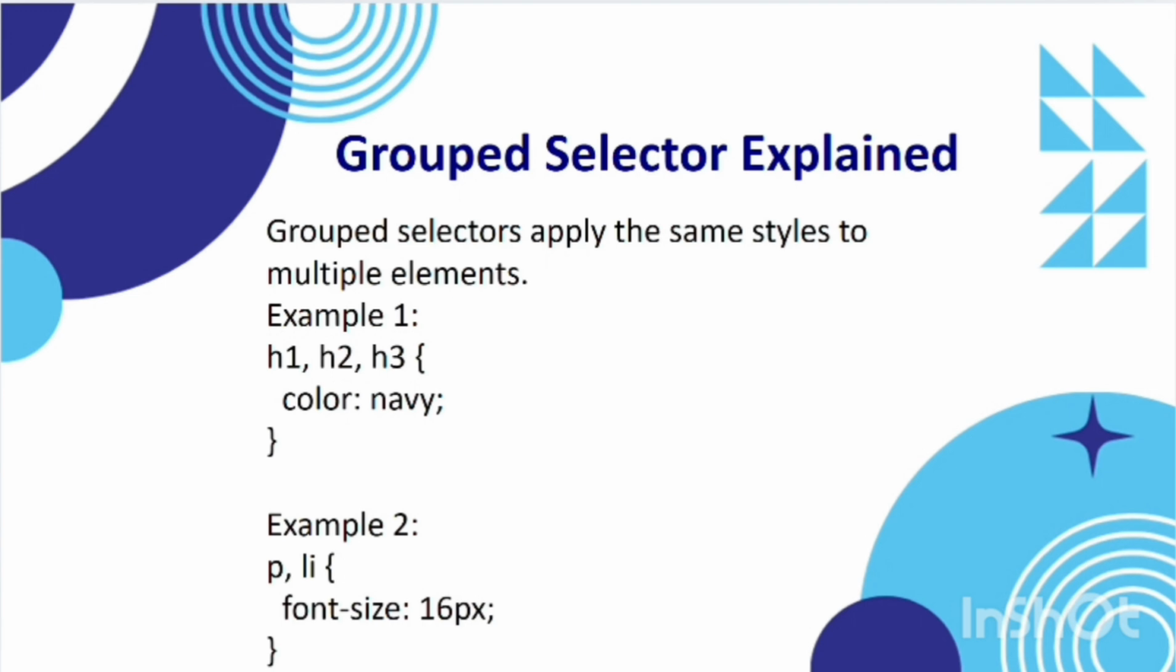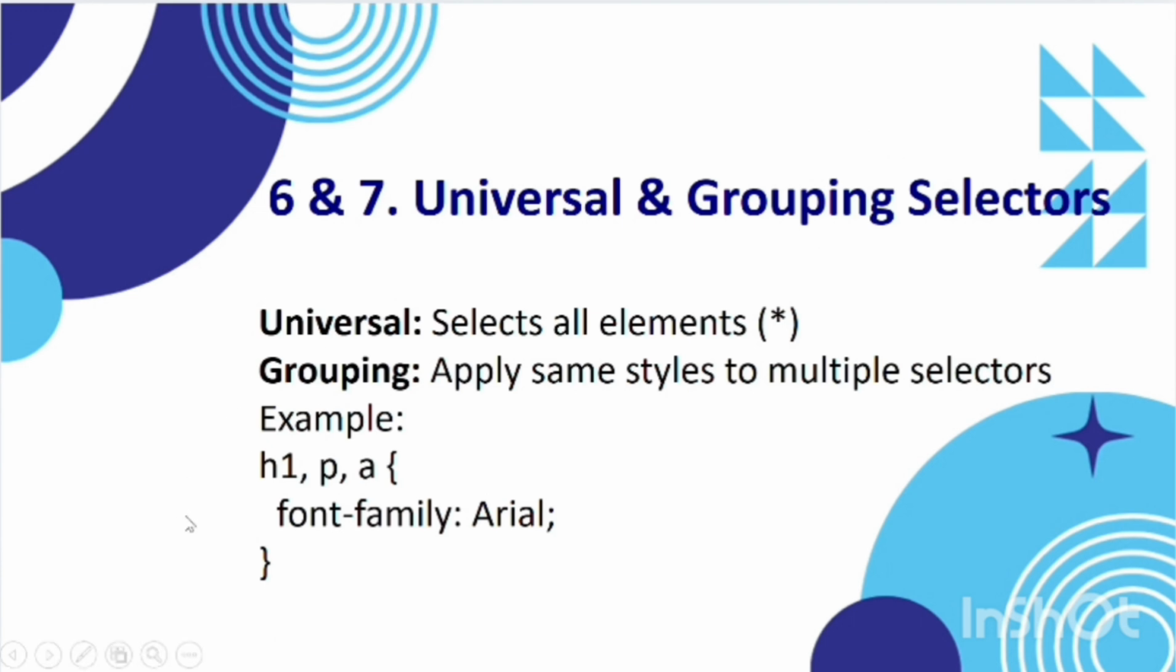Let's see another example, which is p, li. Font size 16 pixels. This paragraph and the list items will both have the 16 pixel font size. In a similar way, here we have another example, which is h1, p and a tag, which means the font family of all these tags will be Arial.